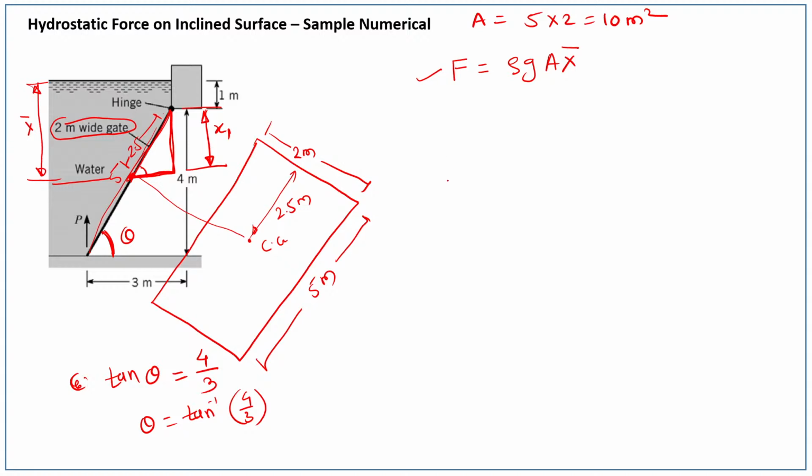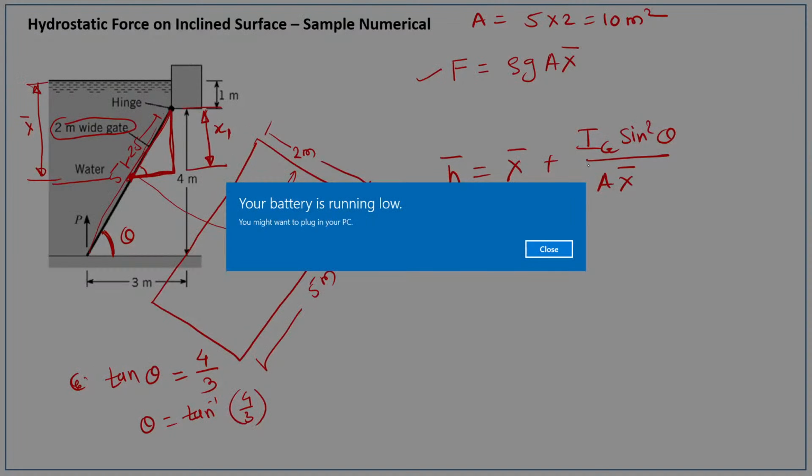Now in order to find the center of pressure, it is x bar plus Ig sine square theta divided by A x bar. x bar you already calculated, so that value you can put here.